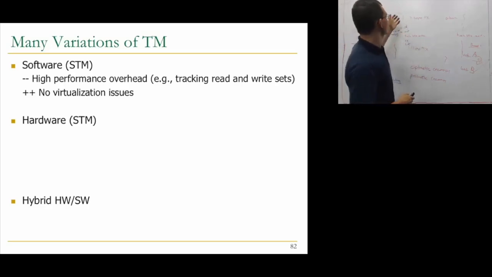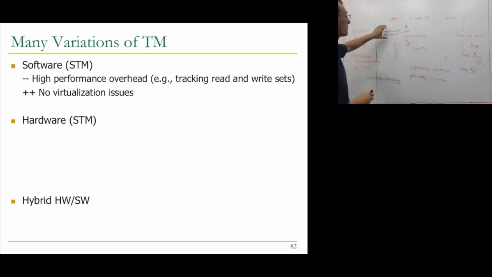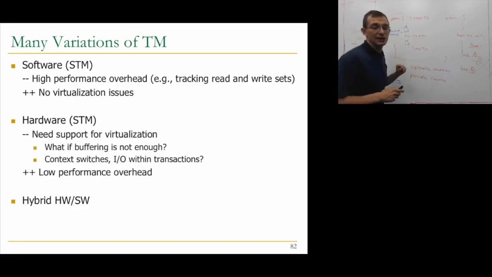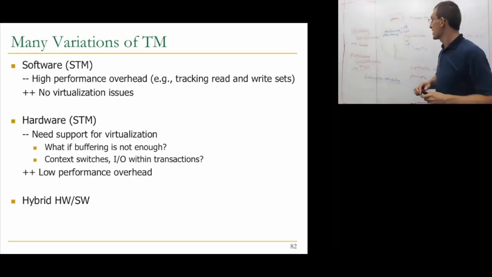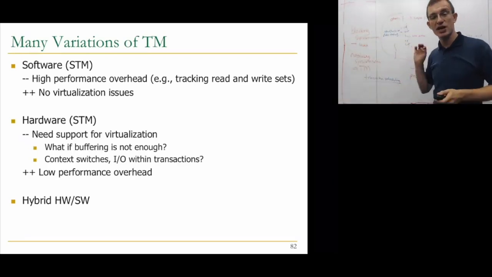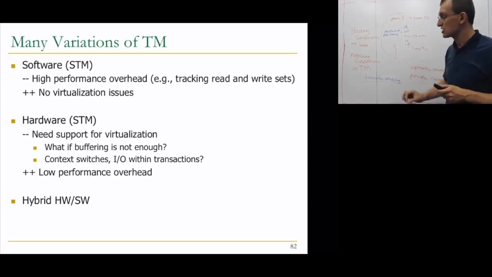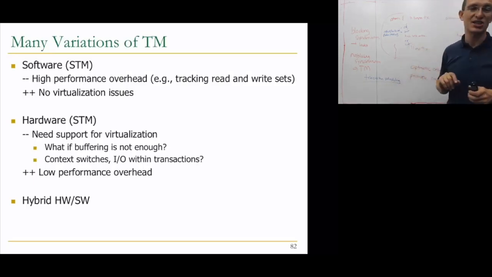The downside of software transactional memory is its high performance overhead. All of these operations that we've discussed earlier need to be done in software: conflict management, read-write set tracking, abort management, all of it is purely software. And that adds a lot of overhead into the system. On the other hand, with hardware, the upside is low performance overhead. Everything is done in hardware. The coherence protocol, for example, is modified such that you can abort transactions easily.